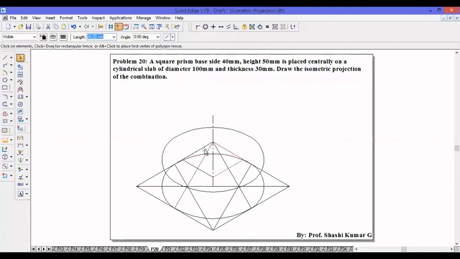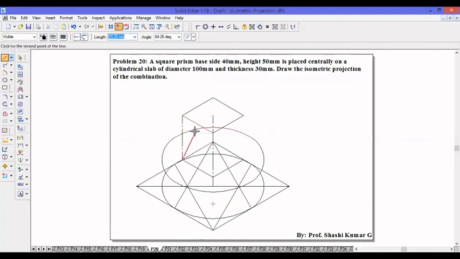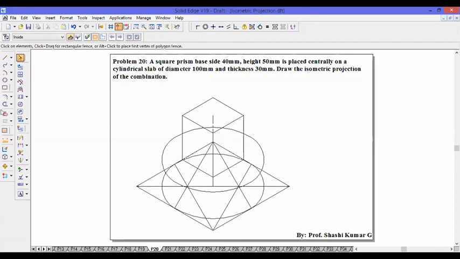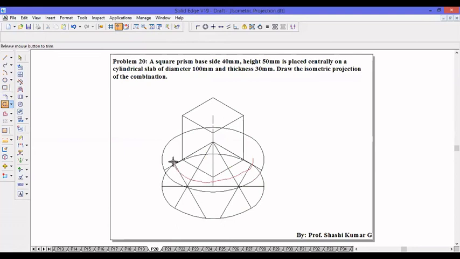Choose the base square we have drawn just now. Switch on move, switch on copy from base. This is the base center. Paste it on the top end. Join the corresponding edges of the square prism using continuous line from here to here. So this is going to be a visible line, the corner edge, and this is also a visible edge. You can trim the unwanted edges. These interior construction lines you can also trim.